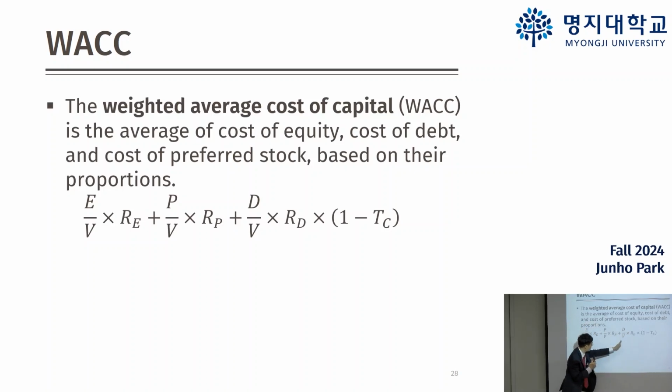So by having different weights, we can make a mixture. We can calculate the combination differently. So that's the meaning of the weighted average cost of capital.